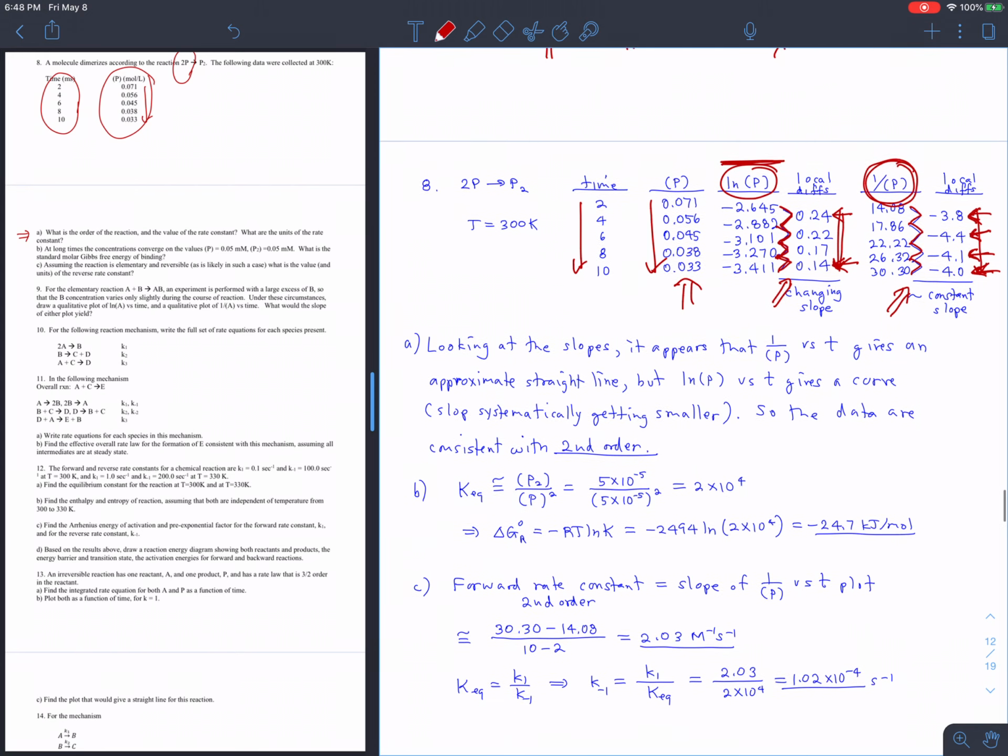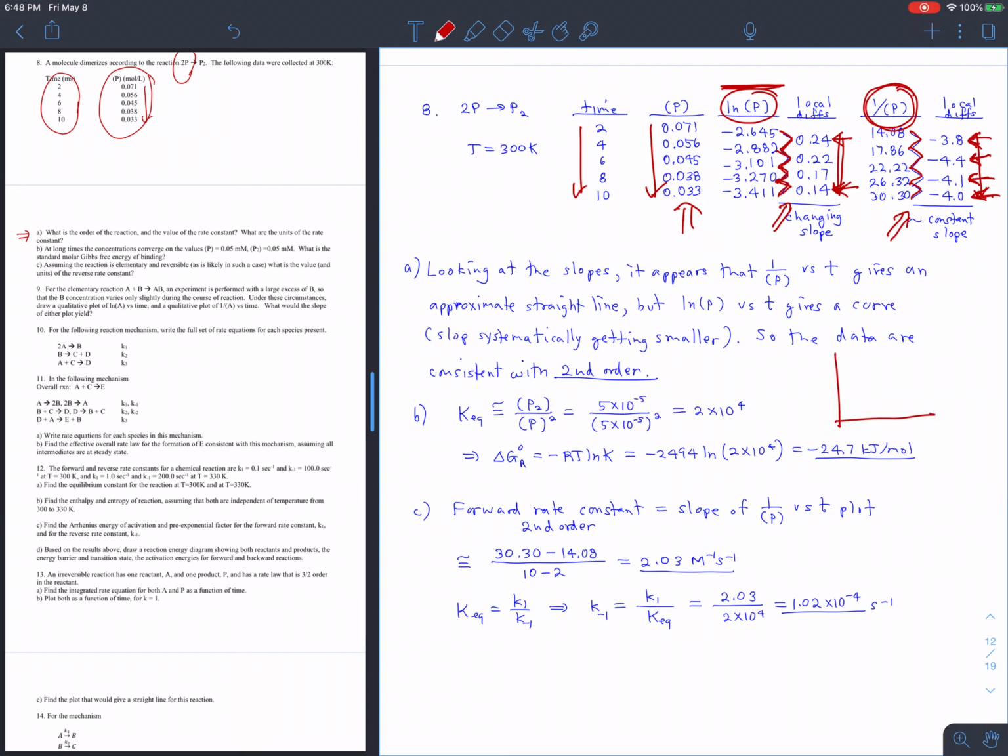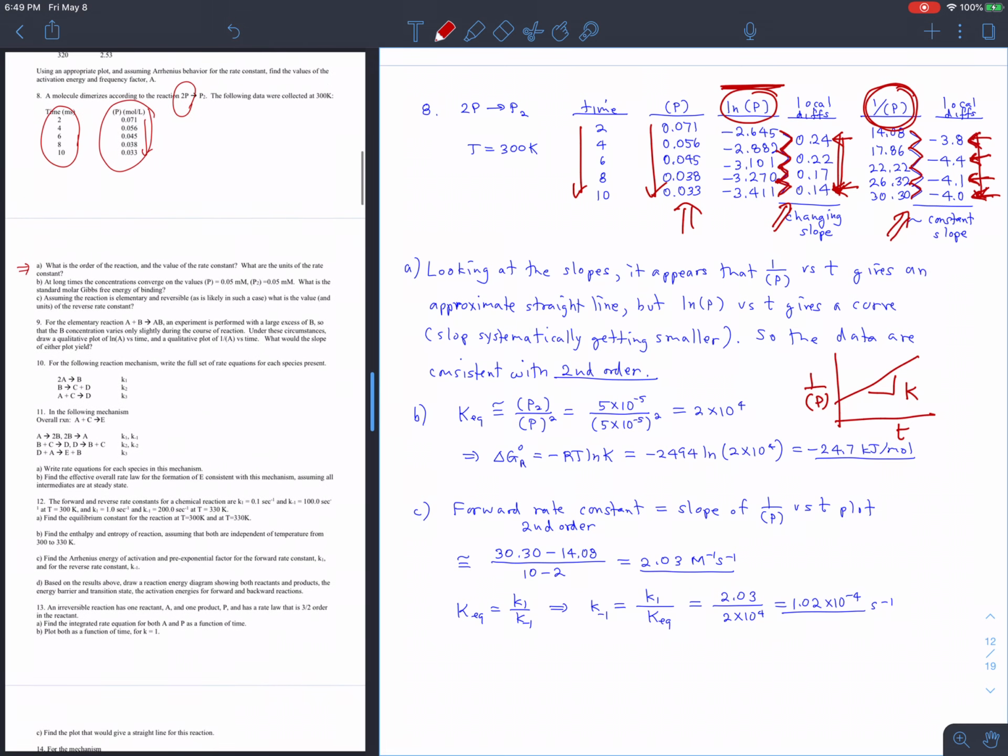So I conclude that it's second order. The way to really prove that would be to plot 1 over P in this case versus t, and show that you get a straight line. It should be a straight line with a positive slope. And then the slope of that would be the rate constant. The problem also asks what the units of the rate constant are. Since it's second order, the units on the rate constant should be molar to the -1, seconds to the -1.